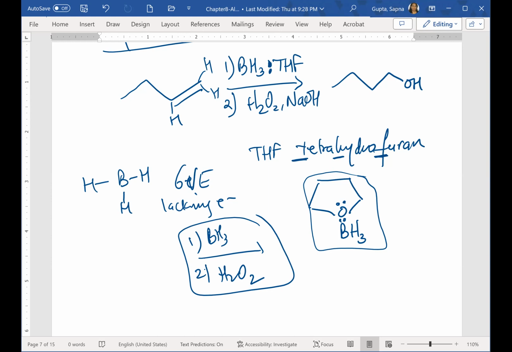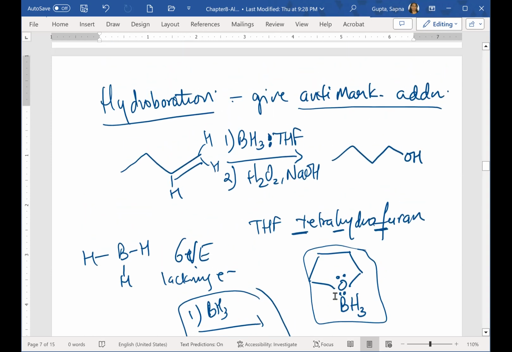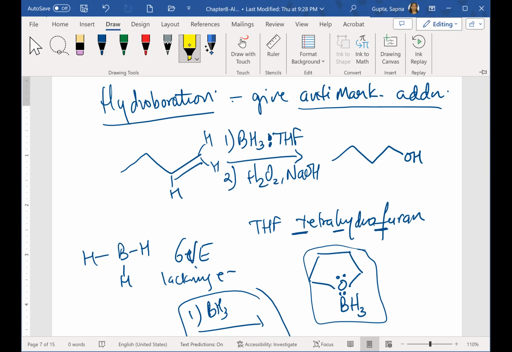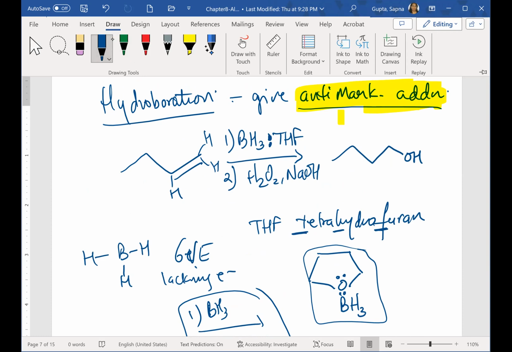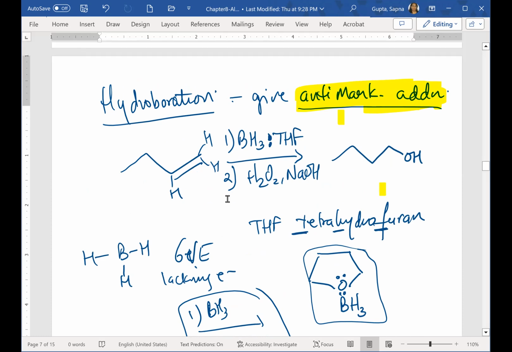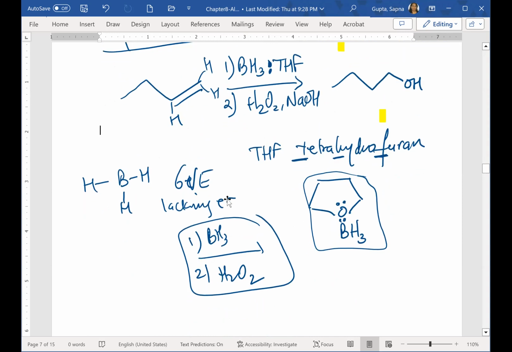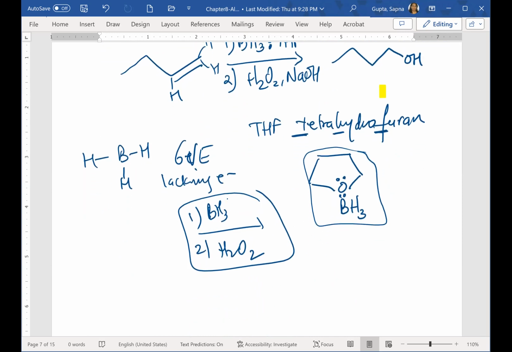All right, so what's happening here? We are getting the anti-Markovnikov product in this case. So this is a different kind of reaction. The way this reaction works, you really should see the mechanism for this. I don't want to spend too much time on it, but really what happens is that you end up getting an intermediate.